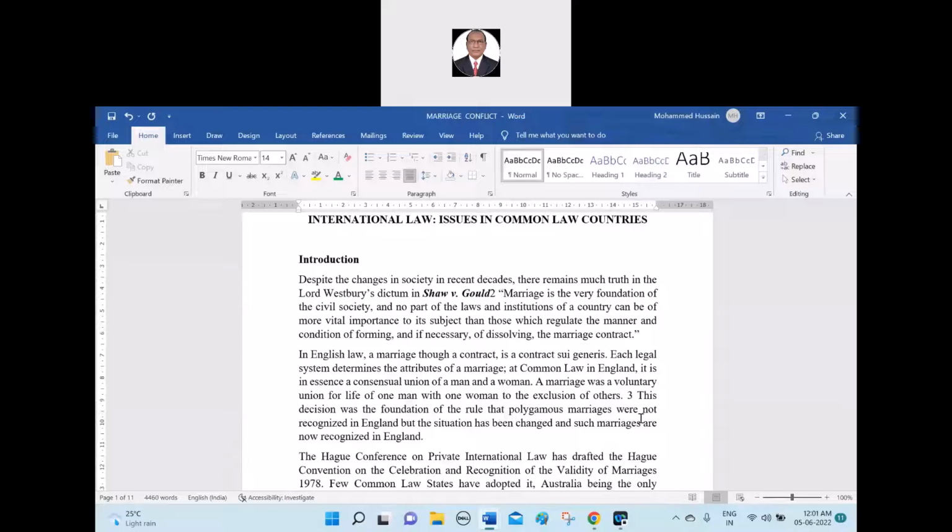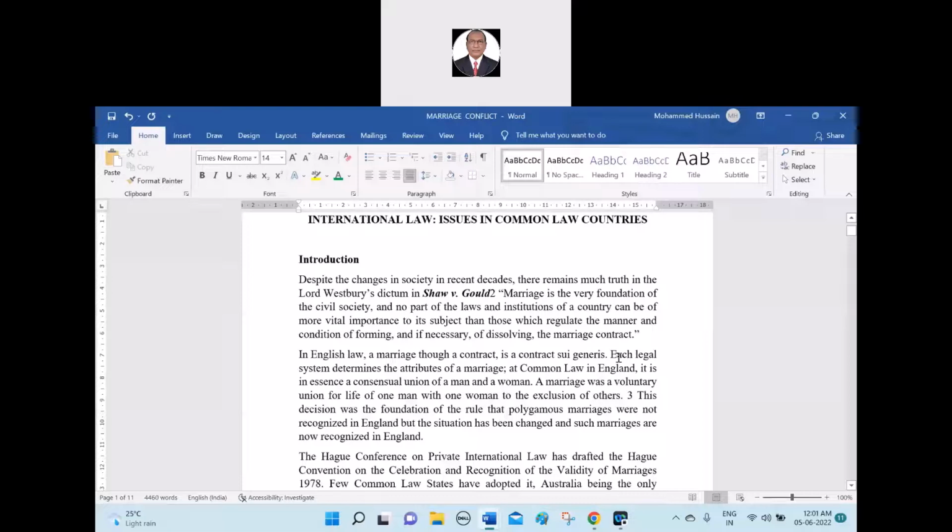So in both things, in India, in the Mohammedan law also, we say it is both sacrosanct as well as the contract. In Hindu law also, it is the same thing. It is a sacrosanct and contract. So each legal system determines the attributes of the marriage.